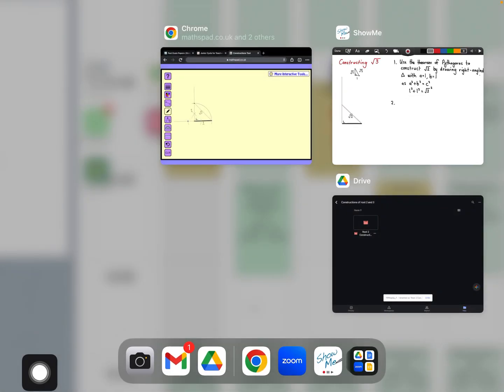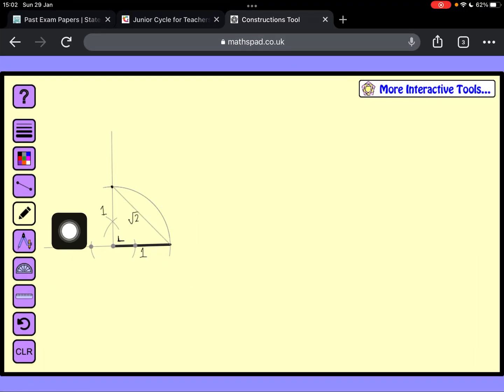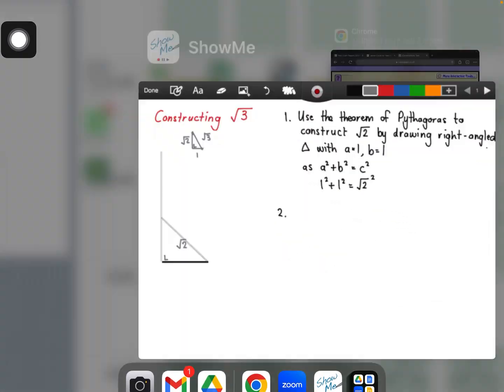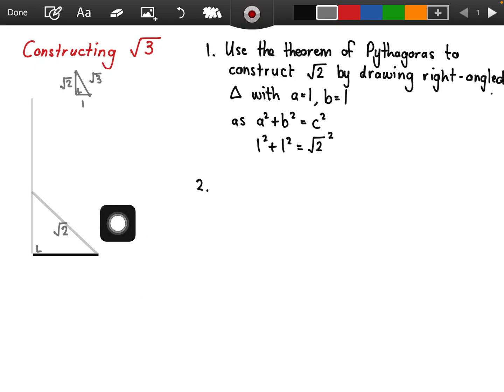So this is my kind of crappy looking construction of root 2 here. This here was the actual construction of root 2 that we did. And I'm just going to be moving back to this to write out the steps as we go. So my step 1, just because I've left the construction of root 2 here, is use the theorem of Pythagoras to construct root 2 by drawing a right angle triangle with a equals 1, b equals 1, as a squared plus b squared equals c squared. So 1 squared plus 1 squared equals square root 2 squared.